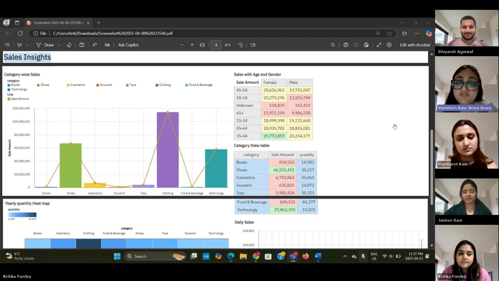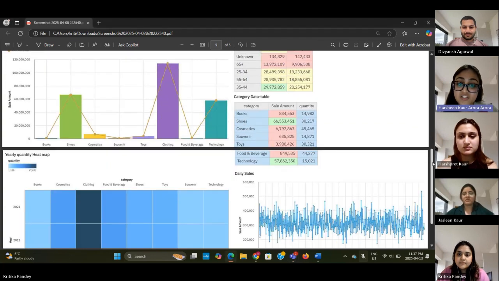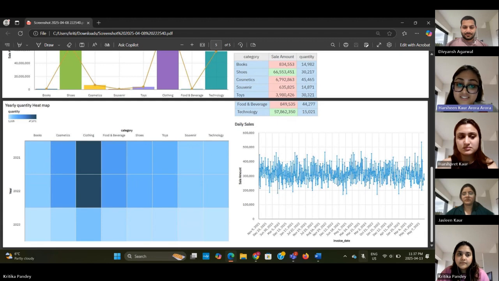The category data further reveals that cosmetics performed well in quantity but lagged in revenue, pointing to potential pricing issues or thin margins. Meanwhile, shoes and food and beverages maintained stable performance over the last 3 years, as seen in the yearly heat map. Clothing remained the most consistently purchased category, reinforcing its dominance in the product mix.